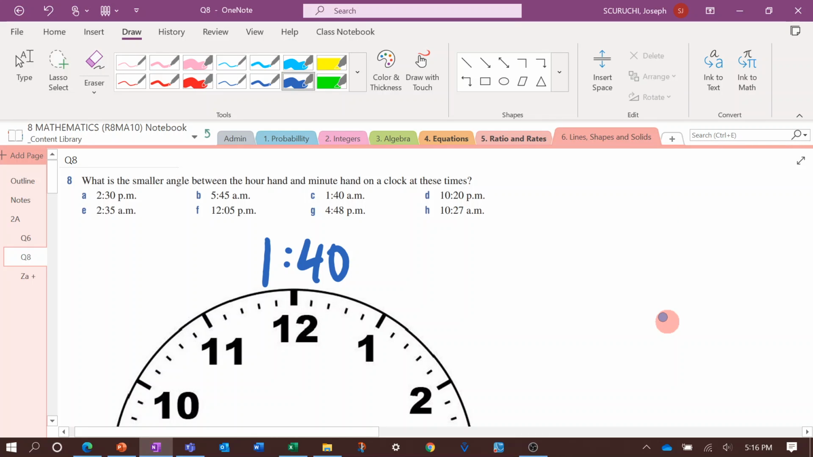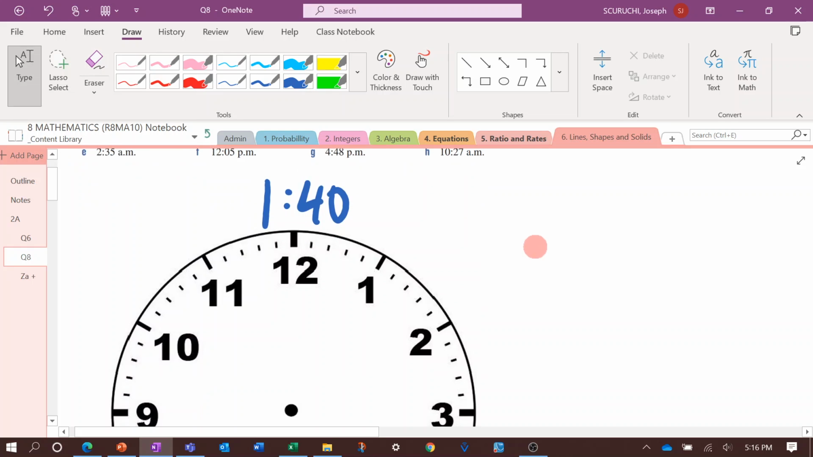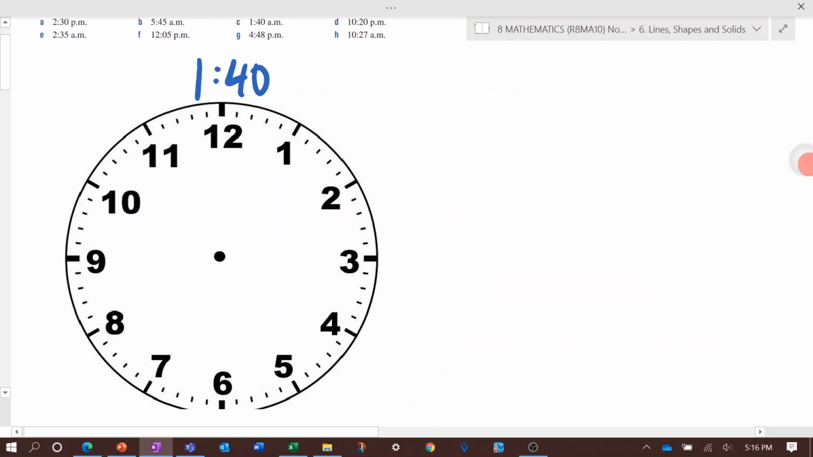Welcome. So in this video, we're going to be finding the small angle between the hour hand and the minute hand for part C here, which is 1:40 a.m. Okay, so if we come here and we've got 1:40 a.m., I immediately know where my big hand is going to be. I know that the big hand is going to be on the 8 because that's 40 minutes. So 30, 35, 40. Easy.